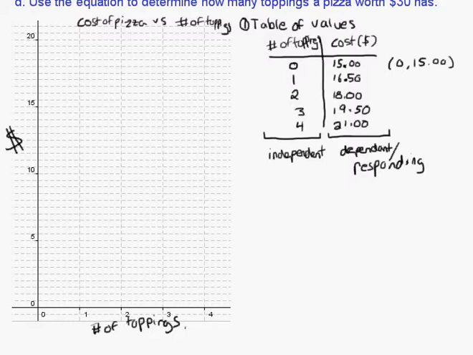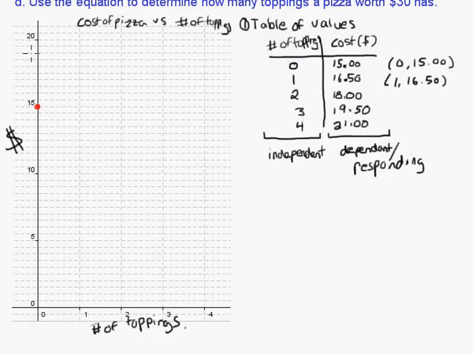We find that on our graph here. I'll use a different color. So we have 0 and 15. We find 0 on the number of toppings axis, and then we go up to find 15 on the cost axis, and we're going to find a point right there. The next point will be 1 and $16.50. So 1 is here on the x-axis for number of toppings, and 16.50.